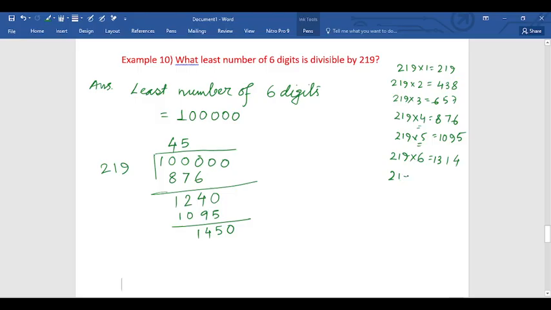Now 219 into 7, 6. 1533 is greater than this, then we have to go with 6, which is 1314. Now this is 136.